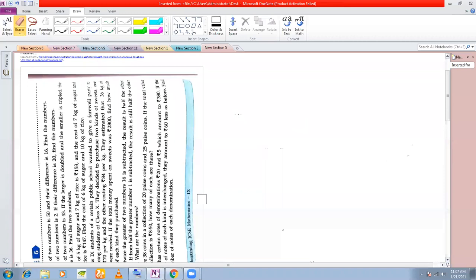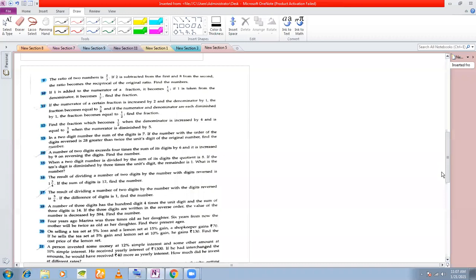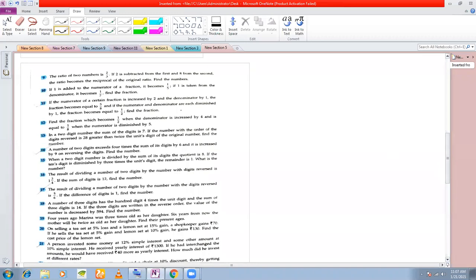So here it is, number 11. Can you read number 11? Are you able to read? Fine, I'll read it out to you in case you're not able to. It is better if you have your textbooks open, because reading the problem is very important. If you don't understand the problem, you will not get it.